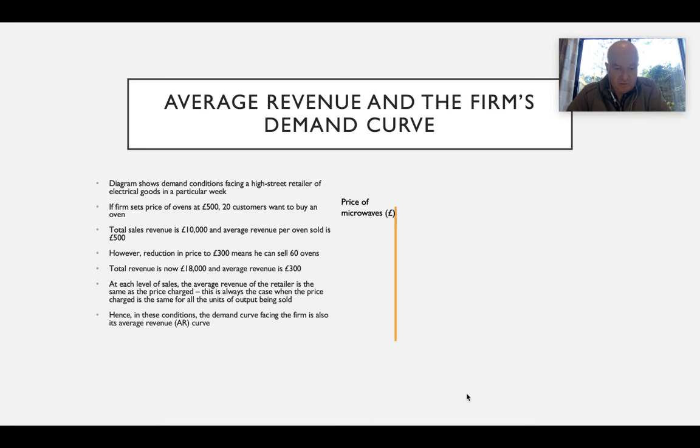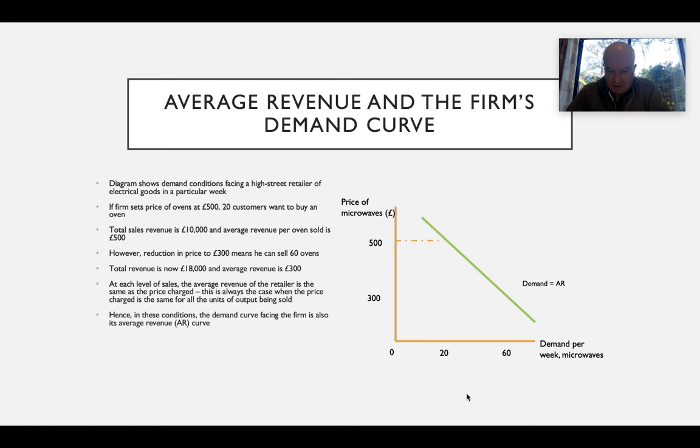In this case, we're referring to microwave ovens. So we've got the price of microwave ovens, with our starting point at 500 and our next level at 300, and you can see that at these levels we've basically got this type of demand. At the first point, at the price of 500, we have 20 customers wanting to buy our goods. At 300, we've got 60. And so effectively we're showing, as our demand curve, what we've described in words.